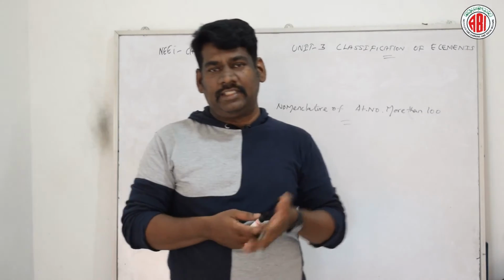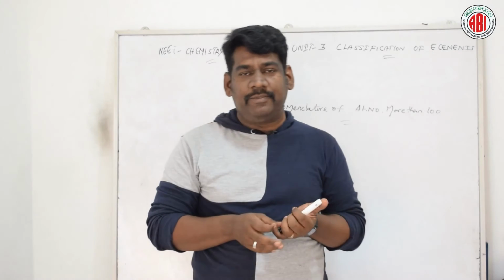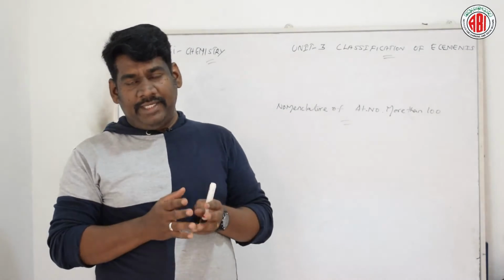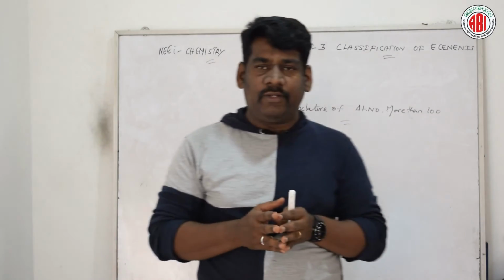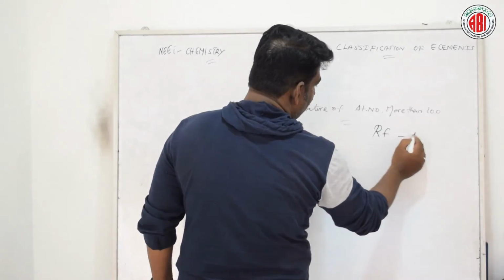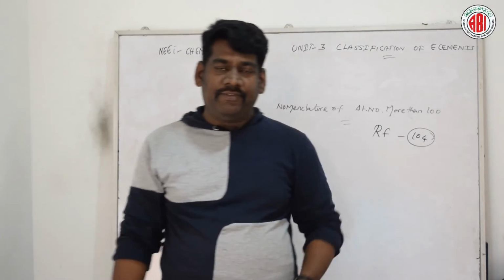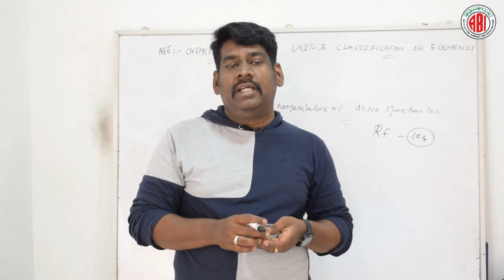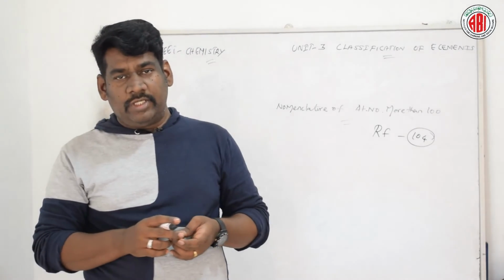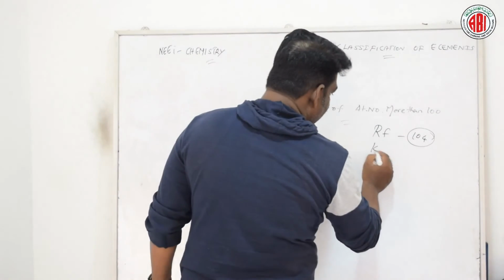Let us talk about this with an example. Both American and Soviet scientists claimed credit for the discovery of element 104. The Americans claimed the name Rutherfordium for element number 104. The Soviet Russians claimed the name Kurchatovium for the same element number 104.